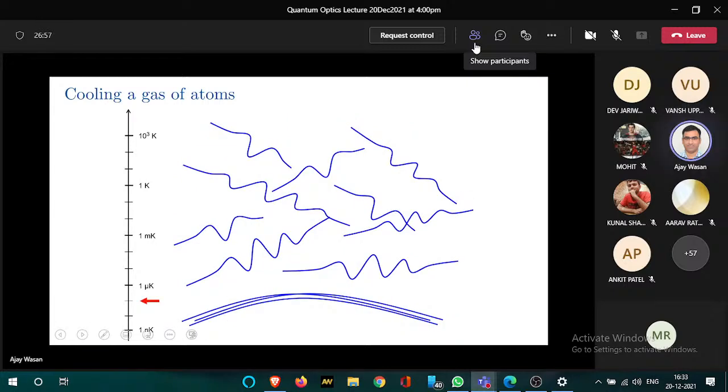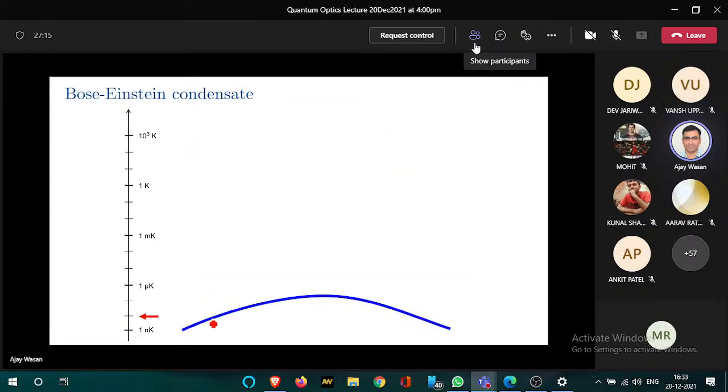And if we reduce it more, then it becomes bigger. And what happened during that time? Many atoms behave such that their de Broglie wavelengths start overlapping. So they start going to the bottom of their system. What is the bottom of the system? That I will discuss in the coming slide.